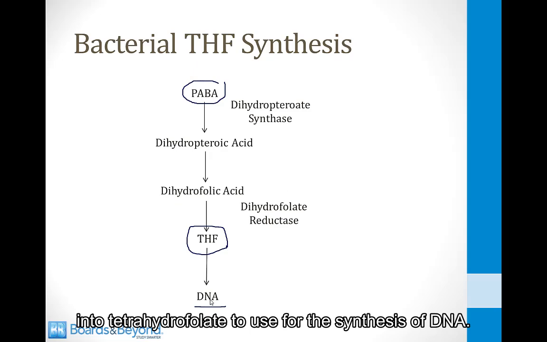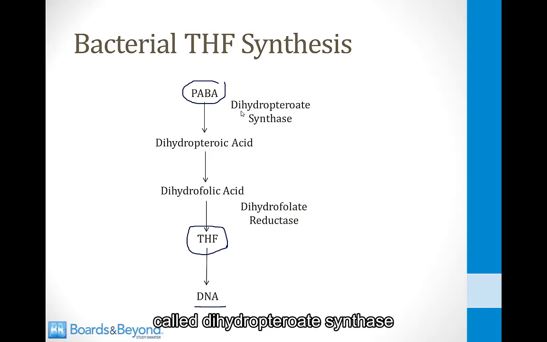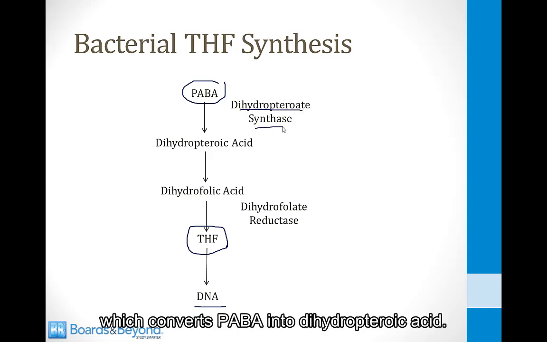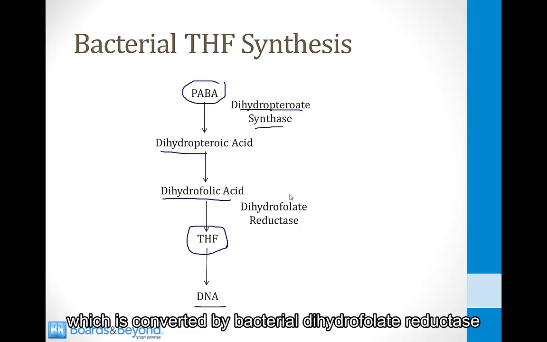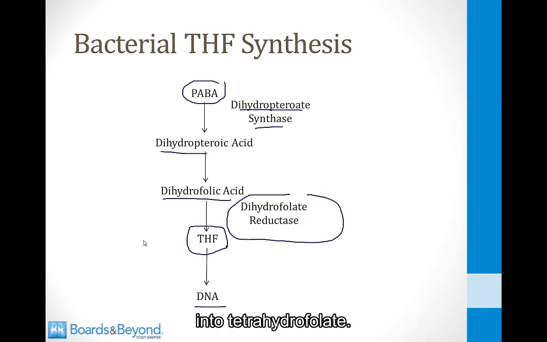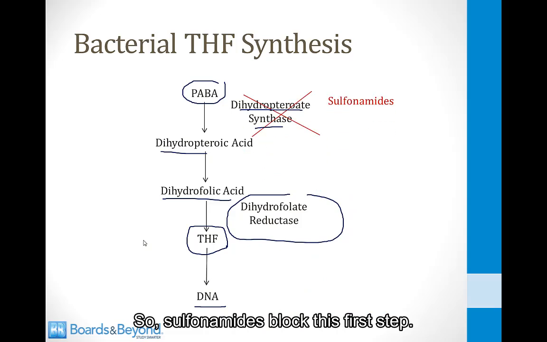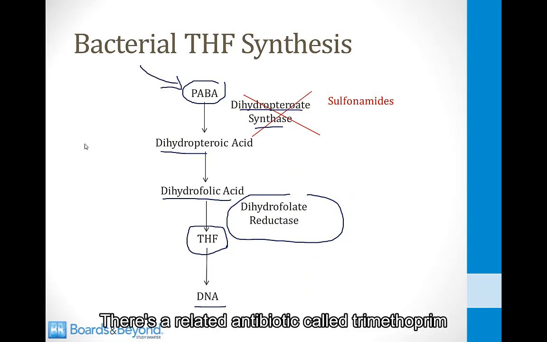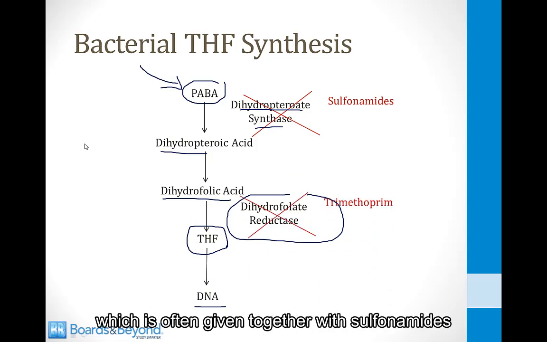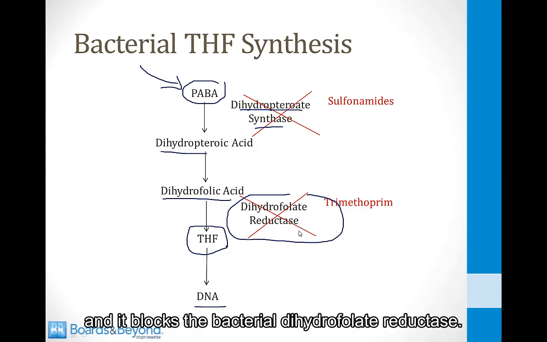of DNA. The first step involves an enzyme called dihydropteroate synthase, which converts PABA into dihydropteroic acid. That is then converted into dihydrofolic acid, which is converted by bacterial dihydrofolate reductase into tetrahydrofolate. So sulfonamides block this first step. They are competitive inhibitors of dihydropteroate synthase because they mimic the structure of PABA. There's a related antibiotic called trimethoprim, which is often given together with sulfonamides, and it blocks the bacterial dihydrofolate reductase.